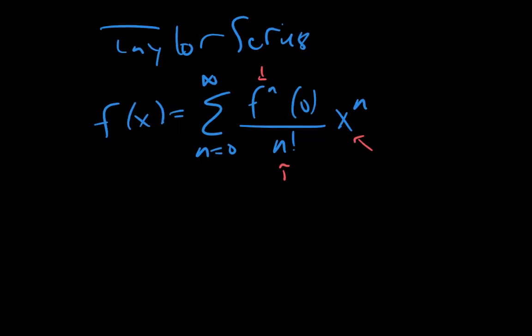So any function can be expressed as this. With more and more terms, this becomes more and more accurate. So this is the sum from n equals 0 to n equals infinity.